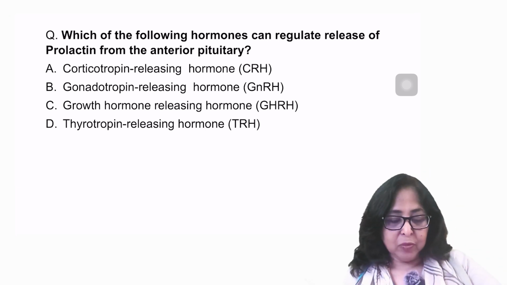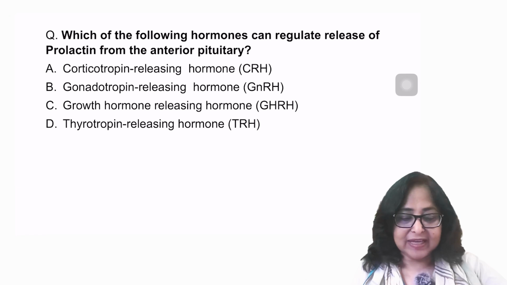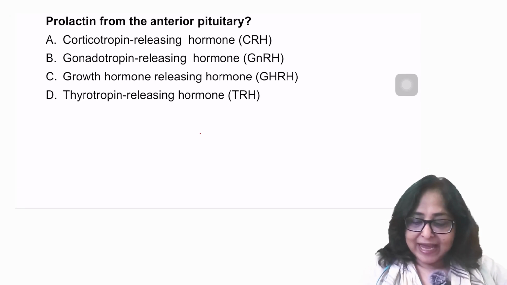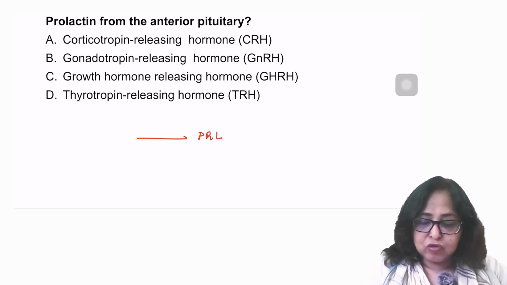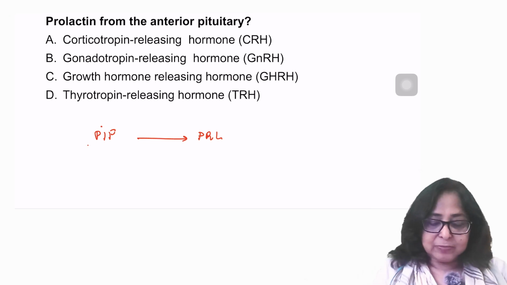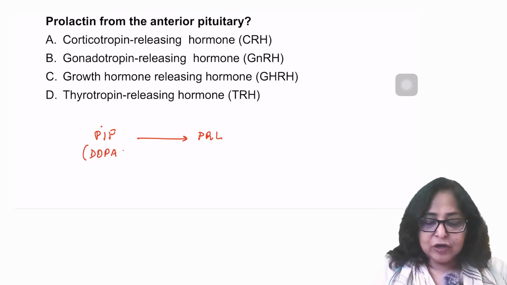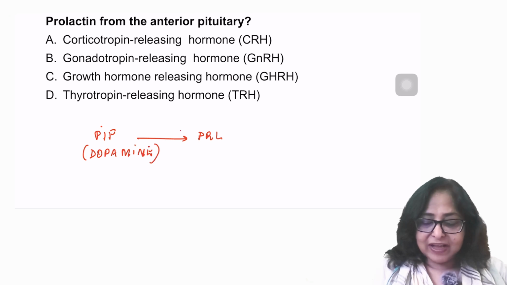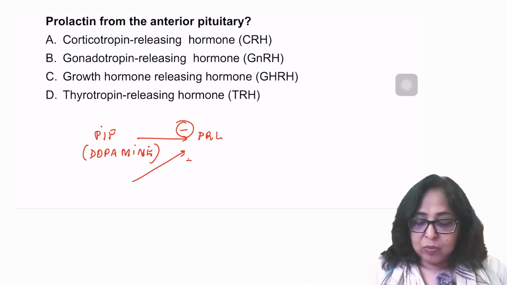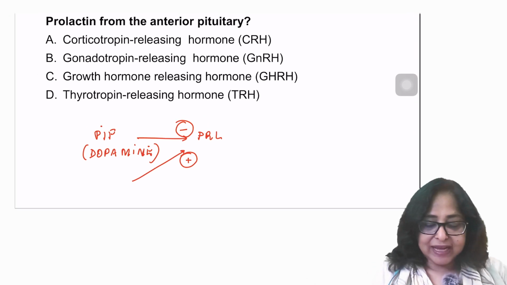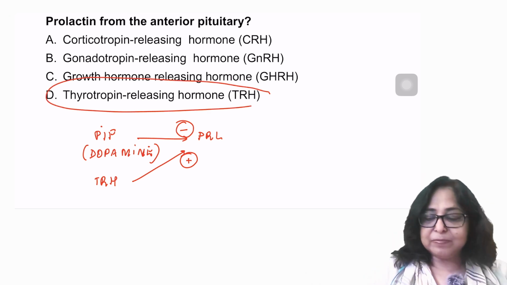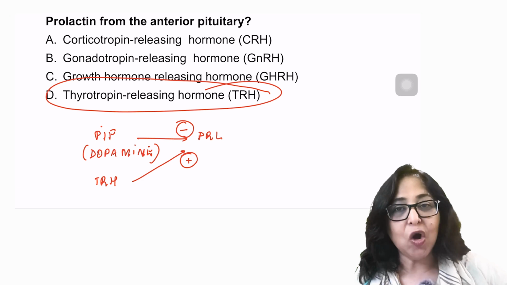Now this says, which of the following hormones can regulate release of prolactin from the anterior pituitary? Now remember, the secretion of prolactin from the anterior pituitary is controlled by prolactin inhibiting factor from the hypothalamus. And what is this prolactin inhibiting factor? Nothing but dopamine. Prolactin inhibiting factor decreases prolactin secretion. There is another hypothalamic hormone which can increase prolactin secretion, and that is TRH. Right? So the answer to this question becomes pretty simple. It is thyrotropin releasing hormone.